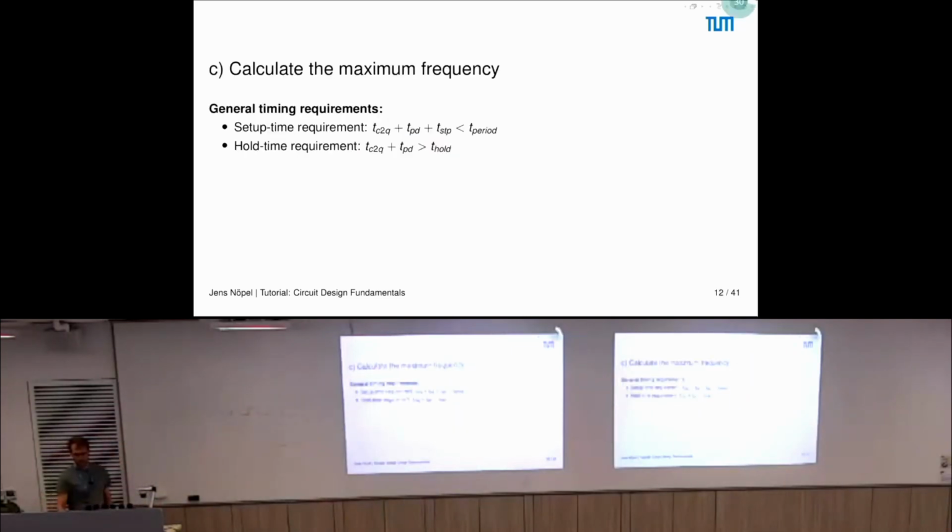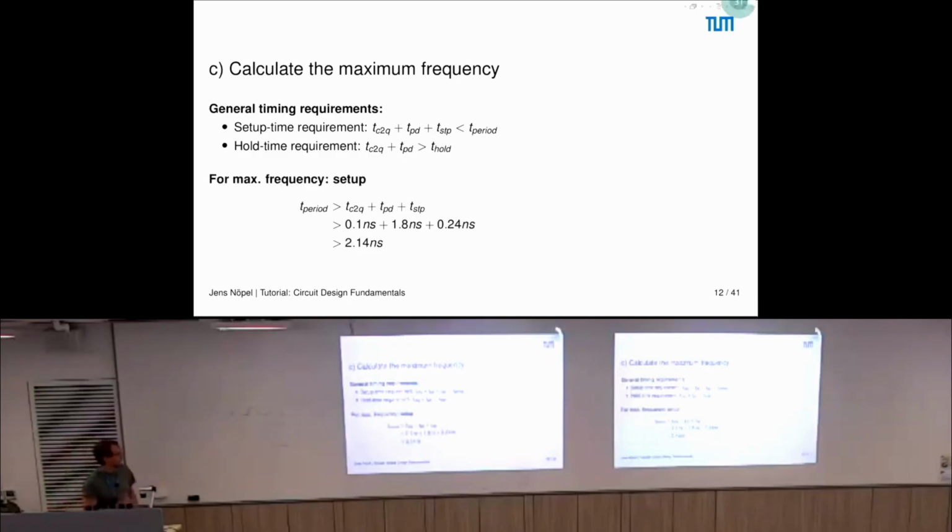All right. So let's see. As I already mentioned, we need a setup time in order to get to T period, which in the end will give us our frequency. So we just use this formula, add in all the values, and come to 2.14 nanoseconds. Our T period needs to be larger than that. And so what is our frequency? Our maximum frequency is just 1 divided by T period, and this gives us 467 megahertz.